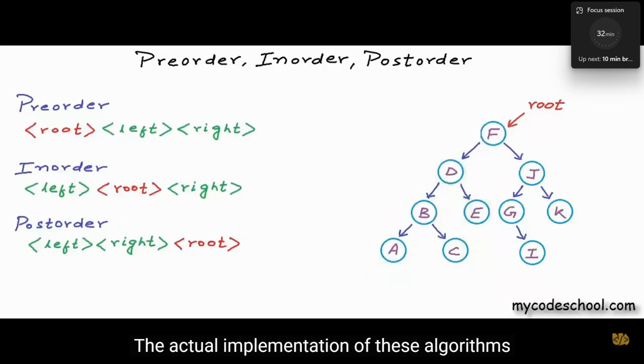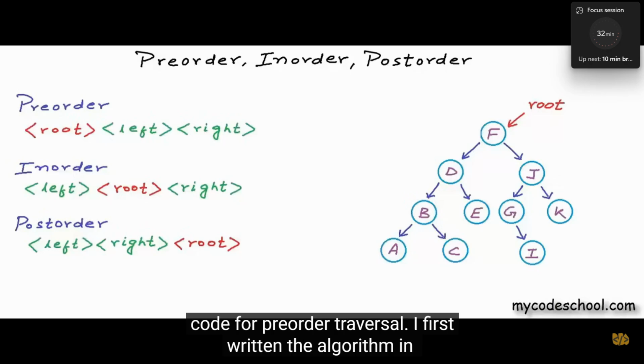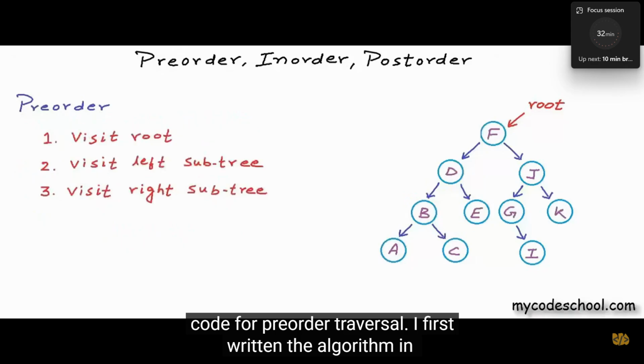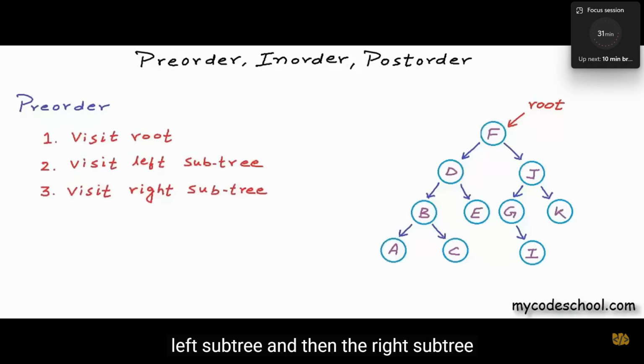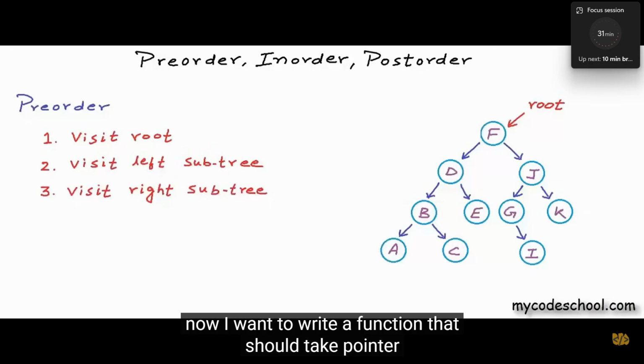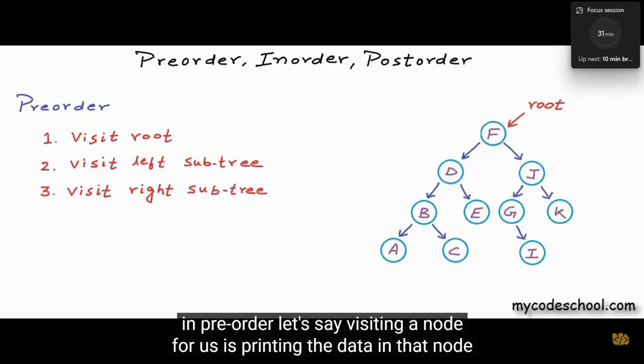The actual implementation of these algorithms is really easy and intuitive. Let's first see code for pre-order traversal. I've first written the algorithm in words here. In pre-order traversal, we first need to visit the root, then the left subtree, and then the right subtree. Now I want to write a function that should take pointer or reference to root node as argument and print data in all the nodes in pre-order. Let's say visiting a node for us is printing the data in that node.